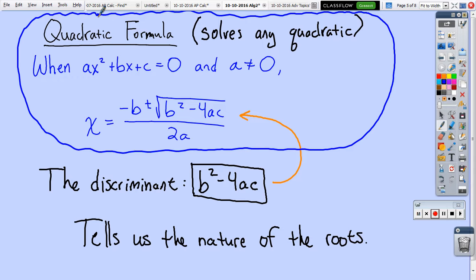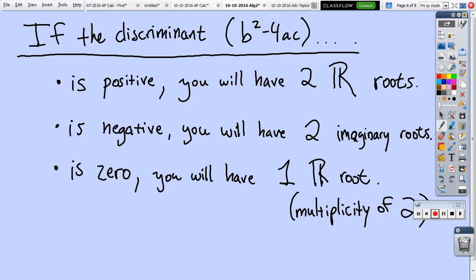Notice it does not include the square root part. It's just the radicand, which is the value underneath the square root. Good? Okay, so here are the scenarios: if the discriminant is positive, negative, or 0.